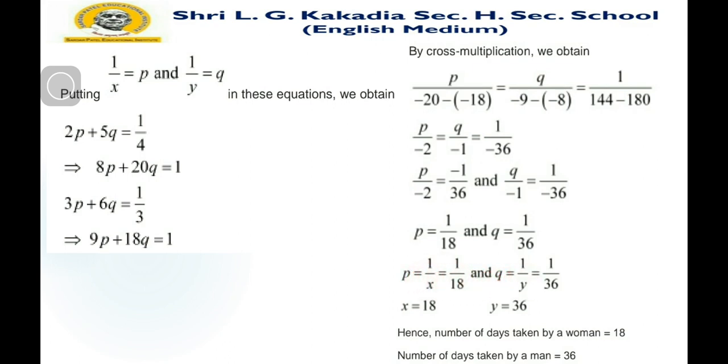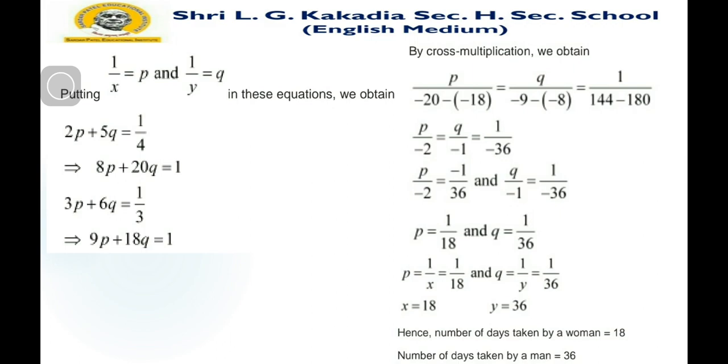Hence the number of days taken by a woman to complete one work is 18 days, and the number of days taken by a man is 36. That one work can be done by one man in 36 days.